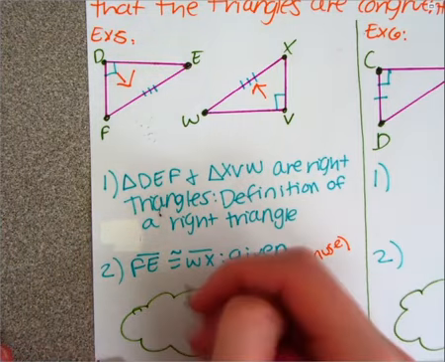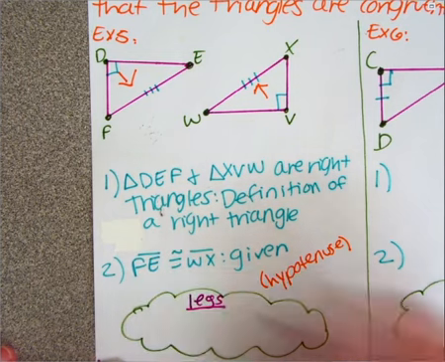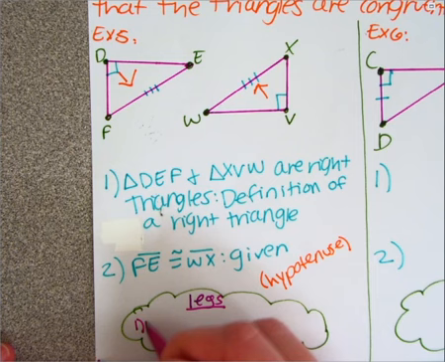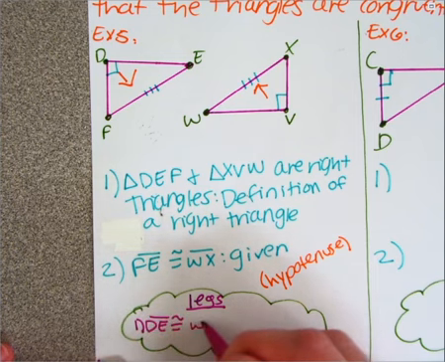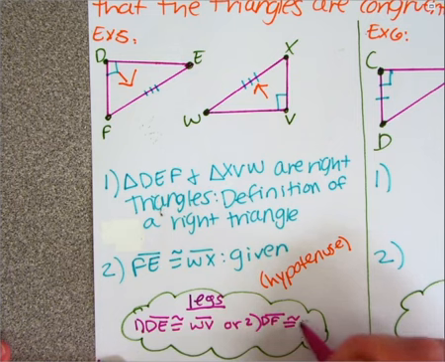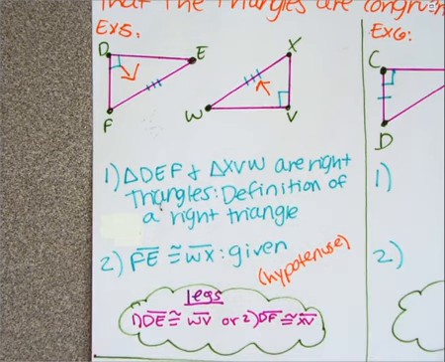Guys, so I need the legs. The legs is what is missing. That is the key in this. So the legs, they could have given me that DE is congruent to WV, or they could have also given me that DF is congruent to XV. If they gave me at least one of the legs being congruent, then that would mean that my triangles are congruent by the hypotenuse leg theorem. All right, guys, well, that's it with example 5. Get pumped up for example 6.